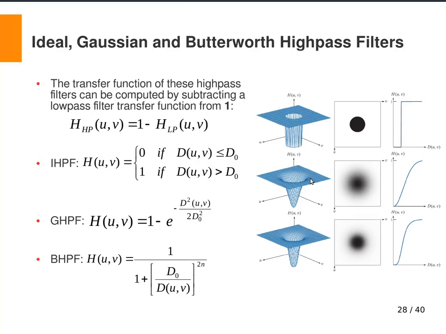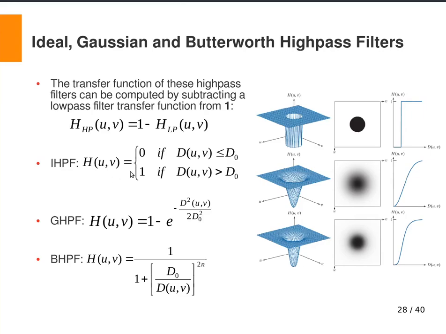If you remember from a previous lecture, we said that the transfer function of a high pass filter can be derived from the transfer function of a low pass filter. So the transfer function of the high pass filter, H_hp, is 1 minus H_lp, where H_lp is the transfer function of the low pass filter. Based on that, we can go directly from the ideal, Gaussian and Butterworth low pass filters and create the ideal, Gaussian and Butterworth high pass filters.